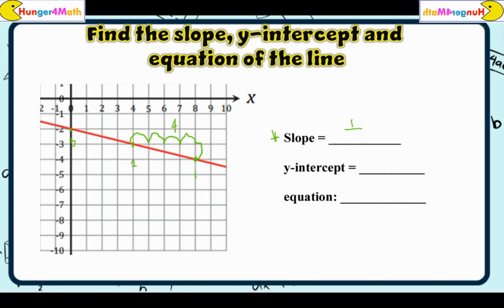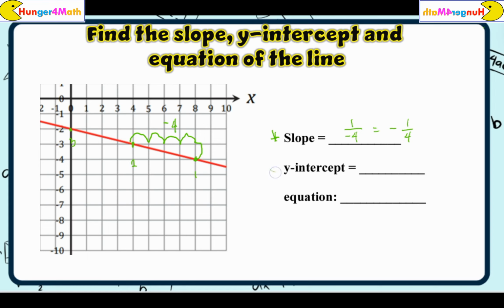But then, since we move to the left side, it will be negative 4. So if you run to the right, it will be positive. If you move to the left, then it's negative. So our answer here is 1 over negative 4. Simplify that, that will be negative 1 over 4.